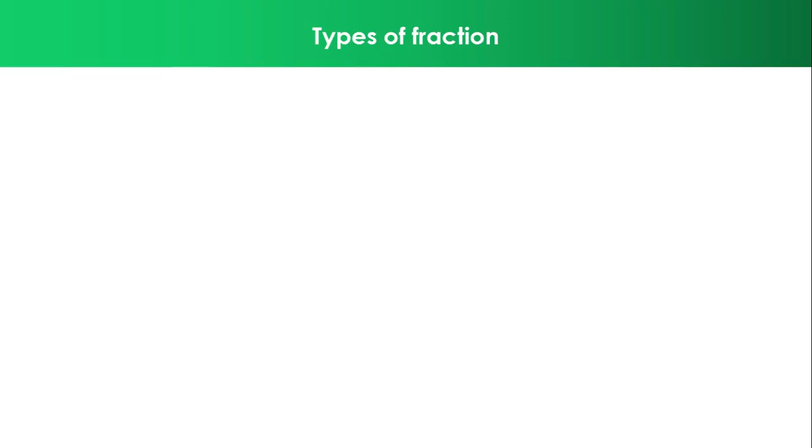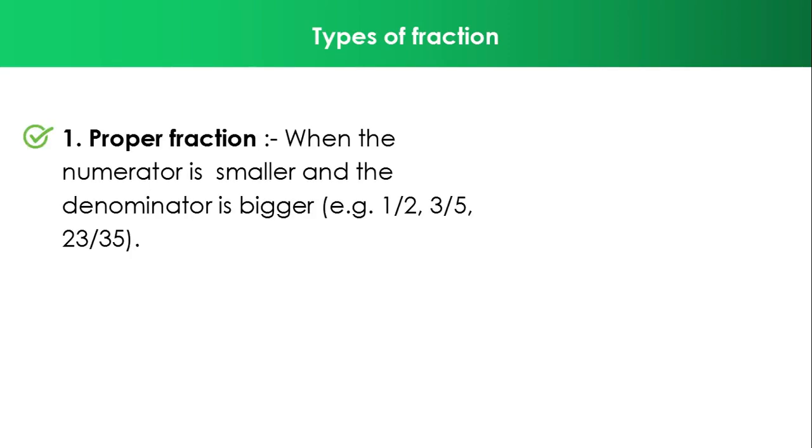Now, what are the types of fractions we have? The first one is the proper fraction, which is when the numerator is smaller. When the number at the top, the first number, is smaller, and the second number, which is the denominator, is bigger, like 1/2, that means 1/2 is a proper fraction. 3/5 is also a proper fraction. 23/35 is a proper fraction, because we have the smaller number at the top, in front, and the number below it, the denominator, is bigger. That means it's a proper fraction.